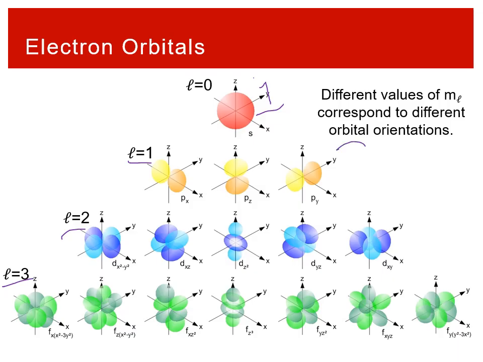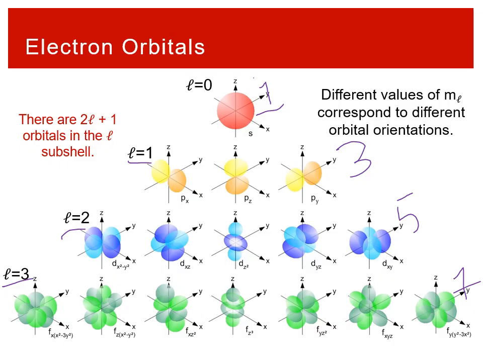You have 3 orientations for the dumbbell, basically front, back, and side to side. Up, down, left, right, and front, back. Those are the possible orientations. And then for L equals 2, you have 5, and for L equals 3, you have 7. As you get more complicated shapes, there are more and more ways to arrange those shapes. But those are just the different m sub L's. They still all have the same shape.